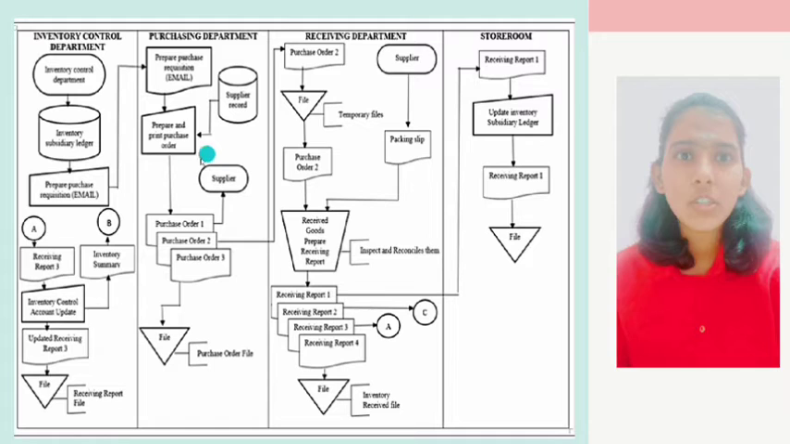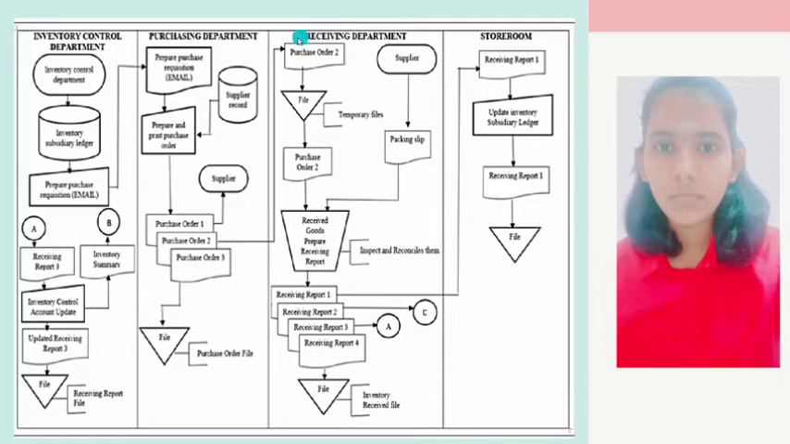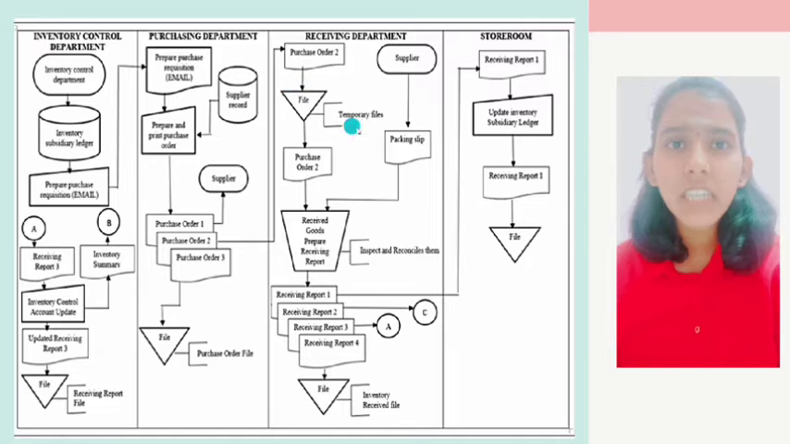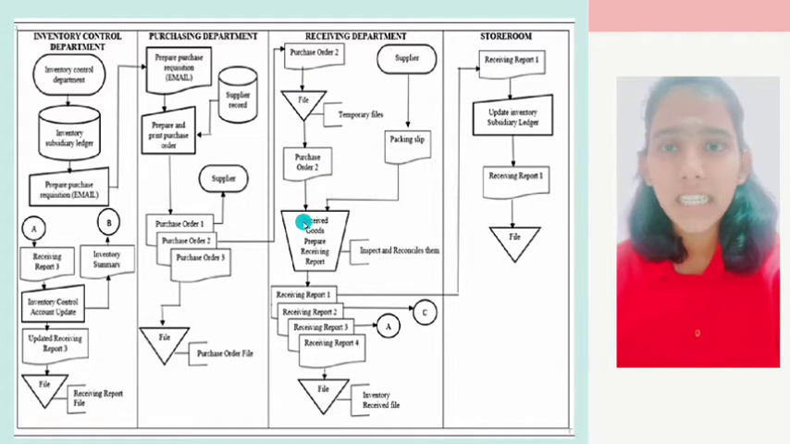So, the first copy will be sent to the supplier, the second copy will be sent to the receiving department, and the last copy, which is the third copy, will be filed as the purchase order file. Then, followed by the receiving department, the receiving clerk temporarily files the purchase order until the ordered inventory items arrive.